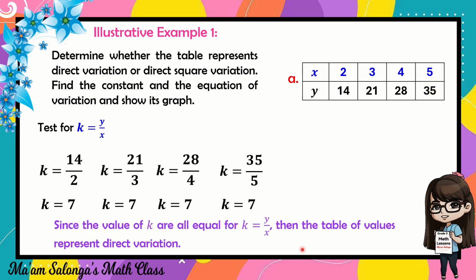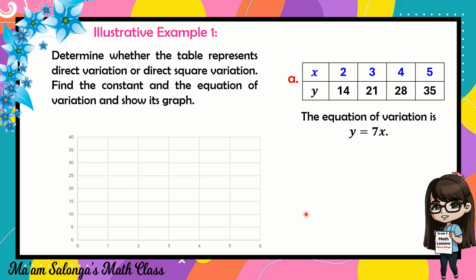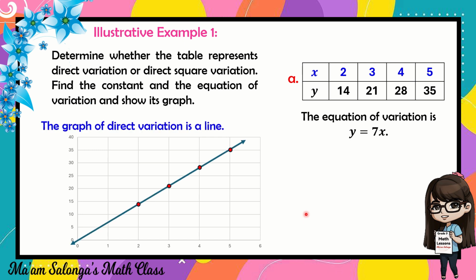Since the values of k are all equal for k equals y over x, then the table of values represent direct variation. Kasi nung tinest natin siya sa formula ng constant of direct variation, siya ay equal na lahat. Then the equation of variation is y equals 7x. Tingnan na natin yung graph niya. So, i-graph natin, i-plot natin yung graph. So, you have (2, 14), (3, 21), (4, 28), and (5, 35). So, tama. If you remember, the graph of direct variation is a line.